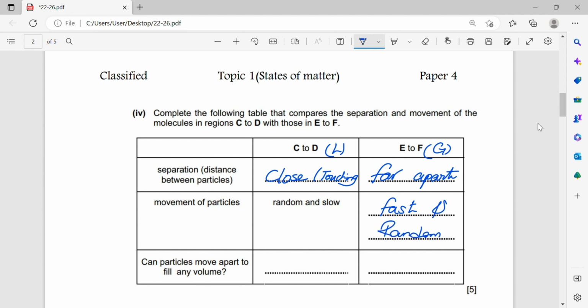Can particles move apart to fill any volume? Can the liquid particles fill any volume? No, they cannot move apart. They can just slide past each other. On the other hand, regarding the gases, they can move apart.